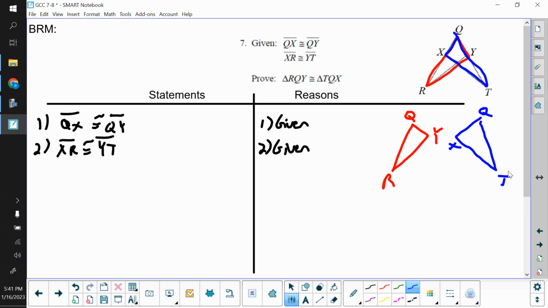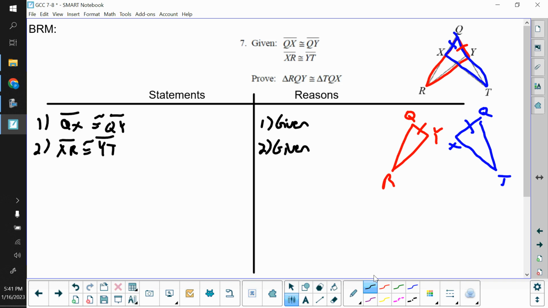All right, we were given some things congruent in the given, so let's mark those up. We got QX, so we'll put a single mark on that. And we've got QY, I'll put a single mark on that in both pictures. And then we got XR and YT.